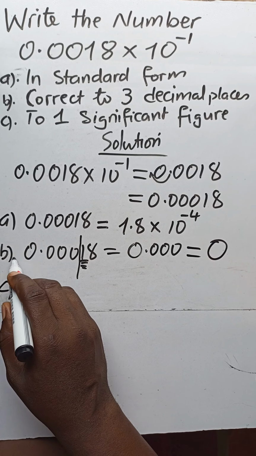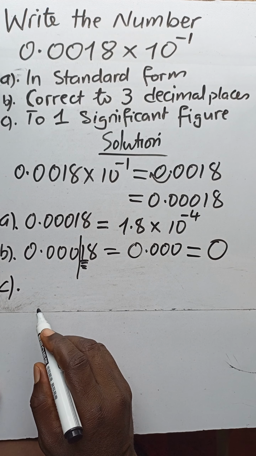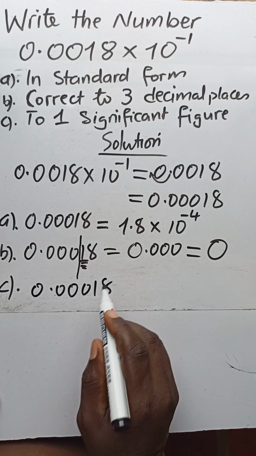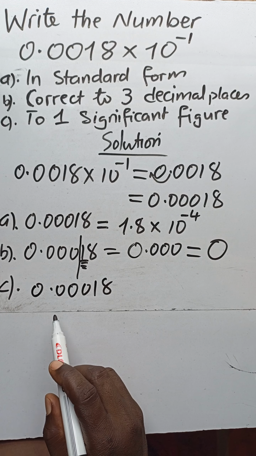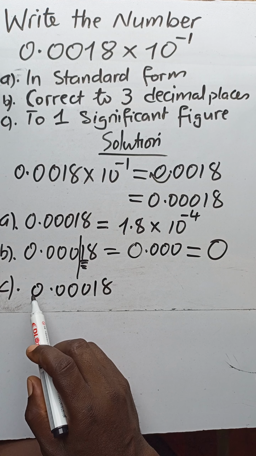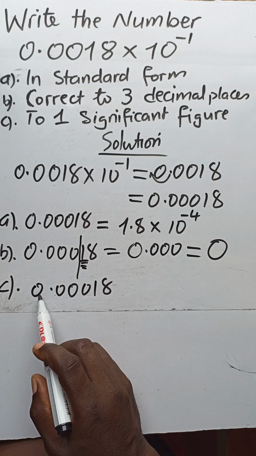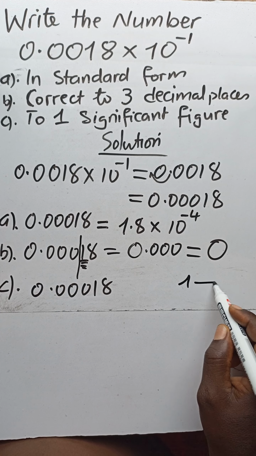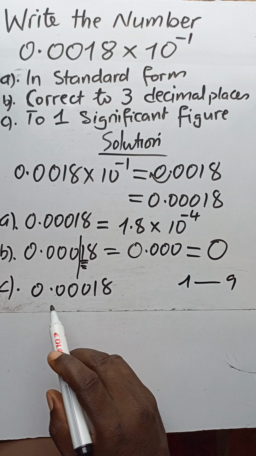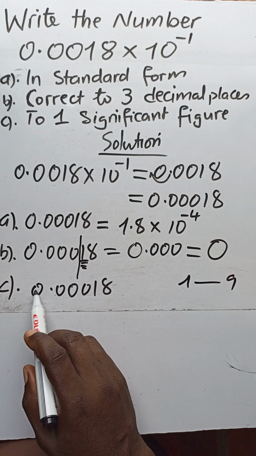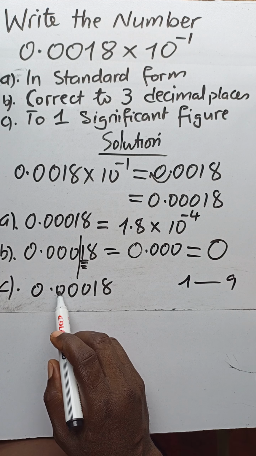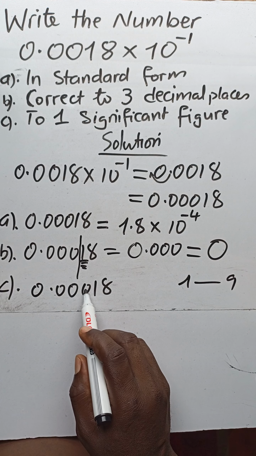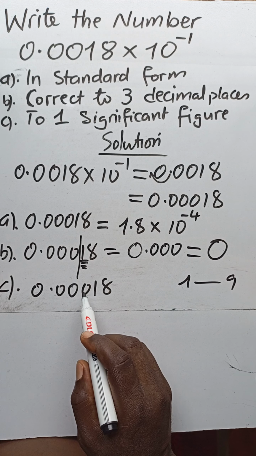Now that same number to one significant figure, 0.00018. We remember that the digit 0 is counted significant only when it is sandwiched between non-zero digits. Now, this digit is not sandwiched between non-zero digits. This digit is not sandwiched. This one is not sandwiched. This one is not sandwiched. So all these zeros here, they are non-significant, so we will not count them.